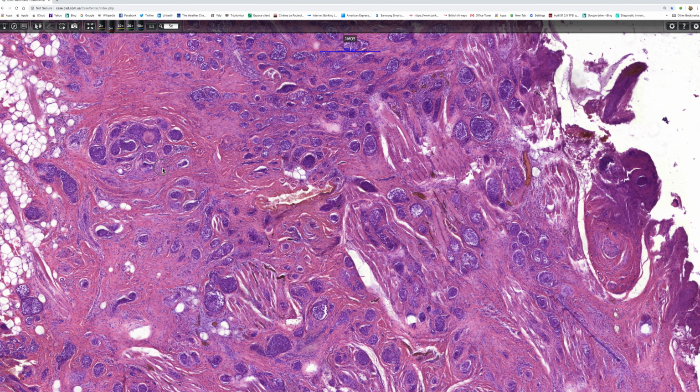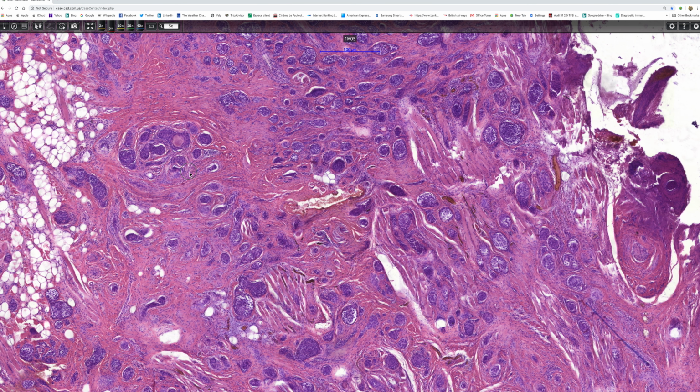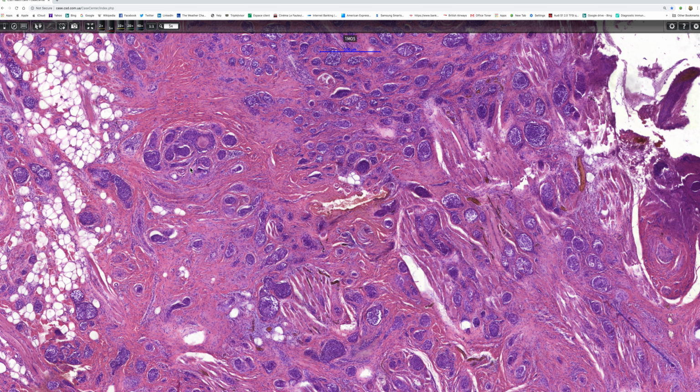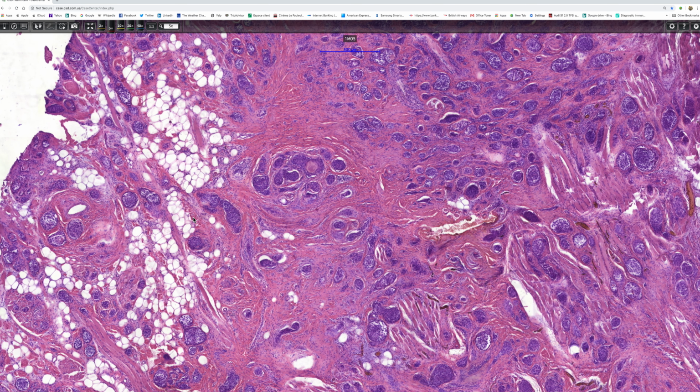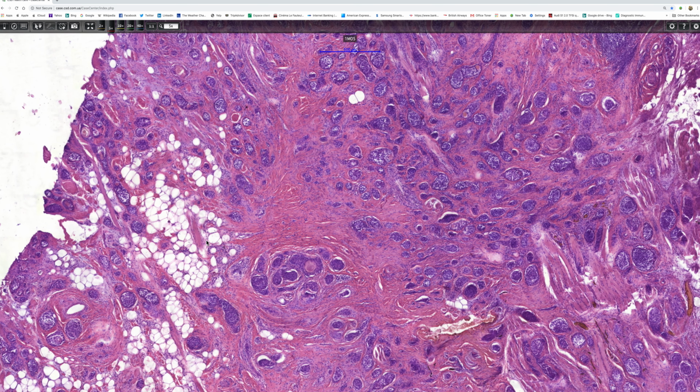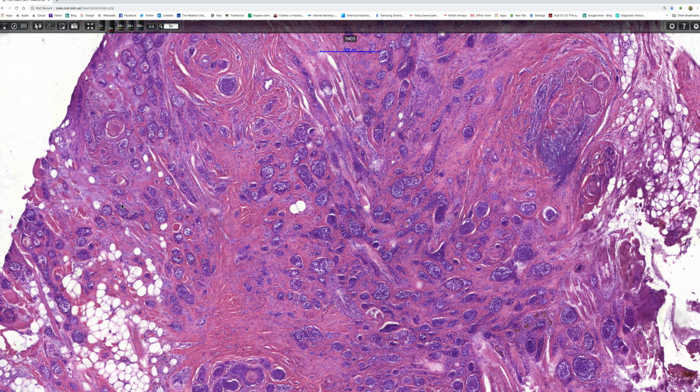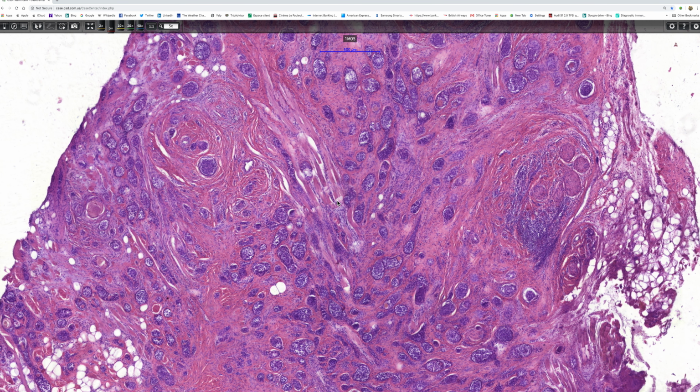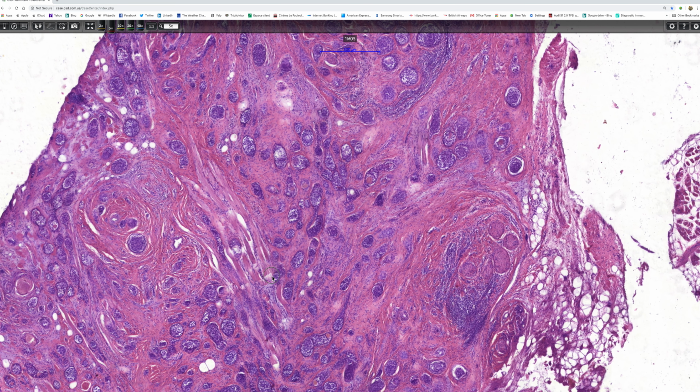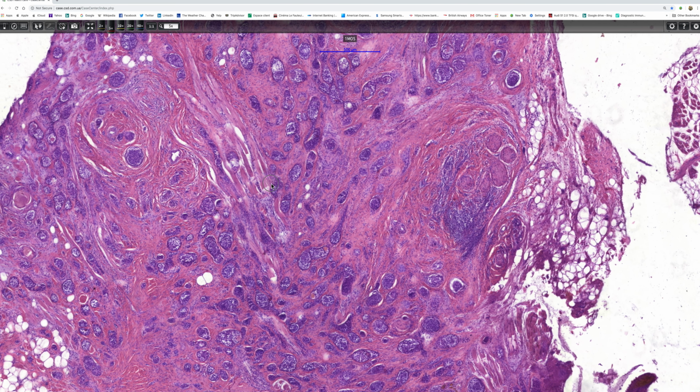And here we can see a number of features. Firstly, we can see that there is some keratinization. There's a focus there, and I think there is more elsewhere. Yes, so there's keratinization there and there. So if you like, there are very small numbers of keratocysts.